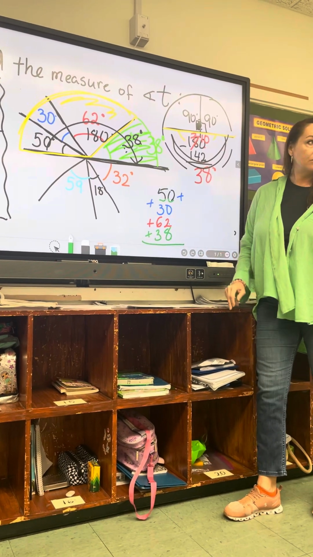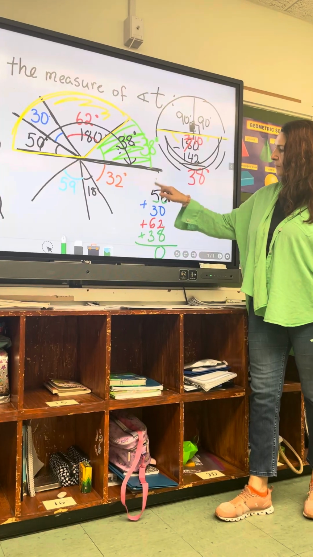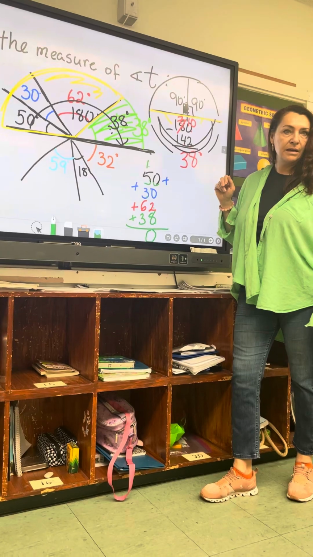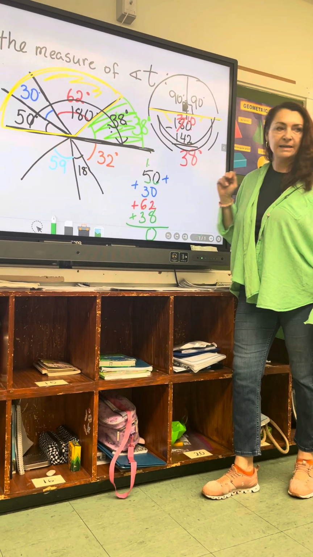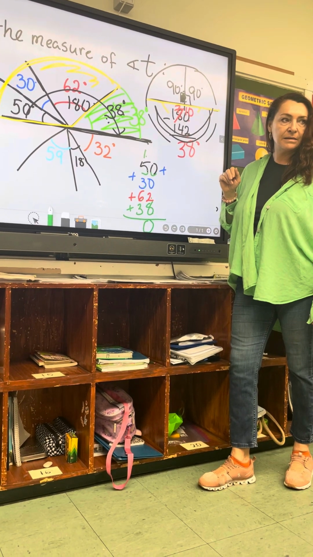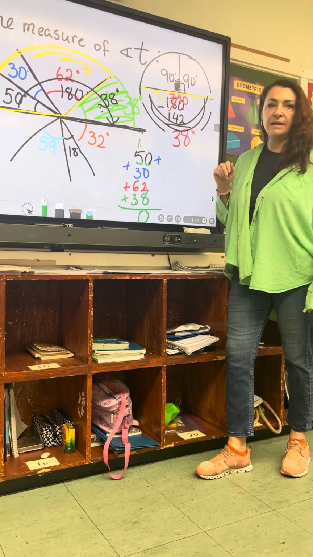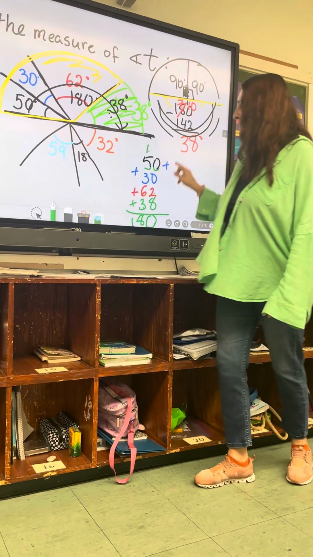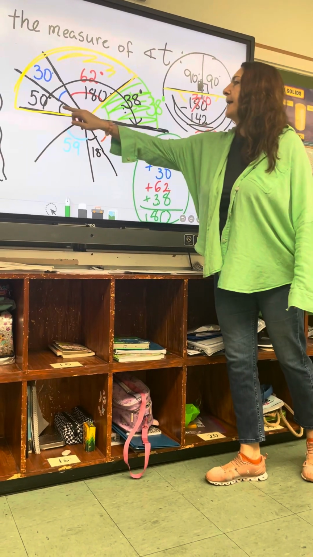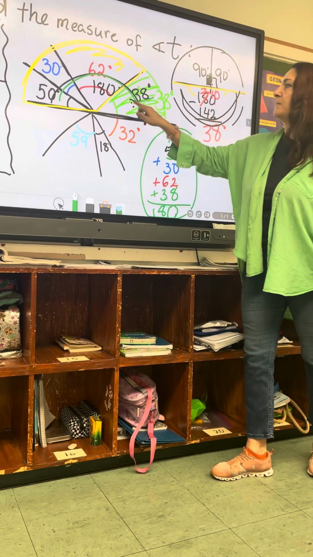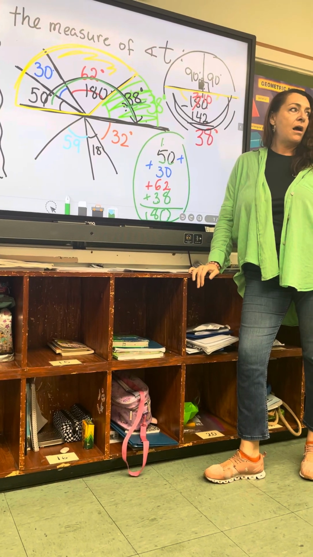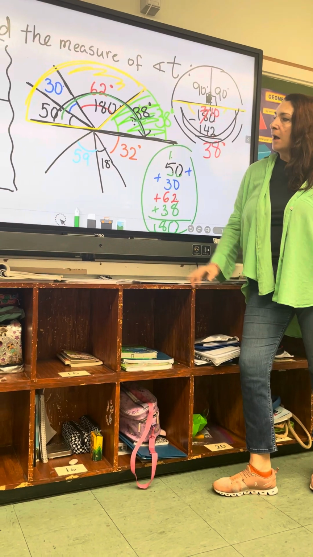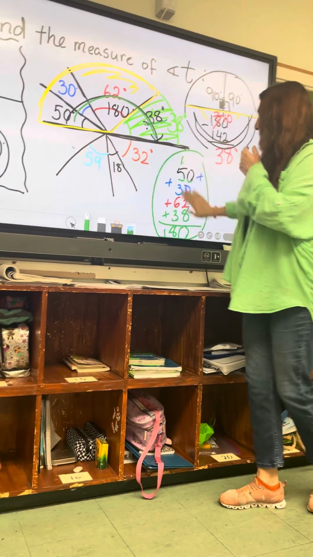8 plus 2? 10, and I'm carrying 1. 1 plus 5? 6 plus 3? 9. 9 plus 6? 15. 15 plus 3? 18. So 180. So when we all add them up, it became 180. So we just found out that the missing part of this circle is 38 degrees.